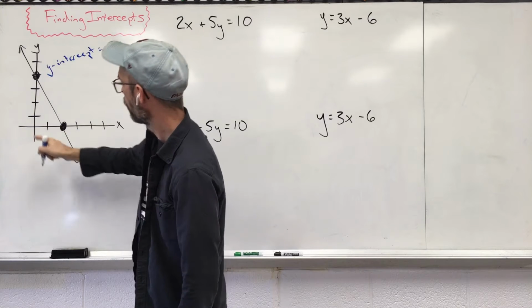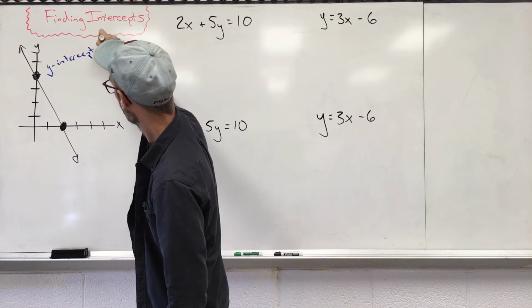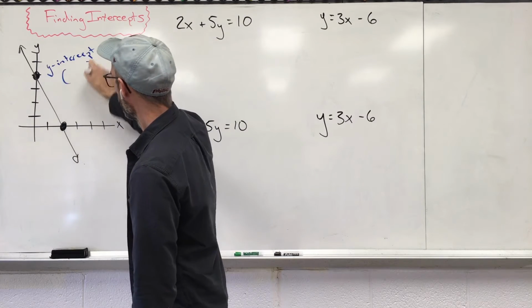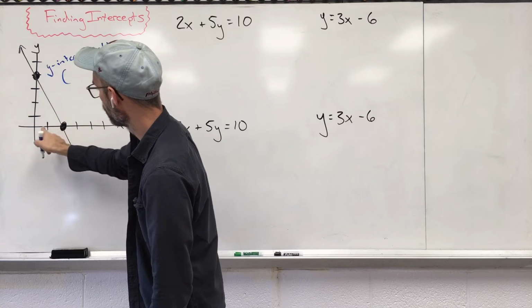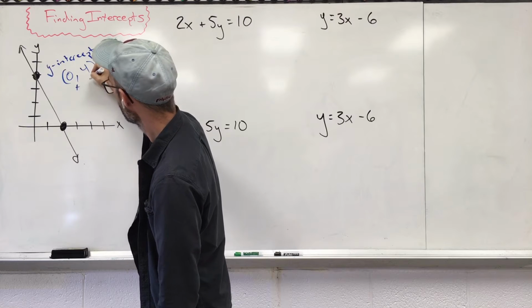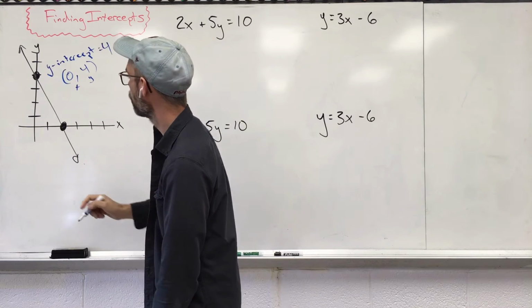And we say that the y-intercept is 1, 2, 3, 4 in this case, but we could rewrite that as a coordinate. The coordinate for the y-intercept is going to be left and right 0, up 4: (0, 4). So that's x and y that we're talking about.